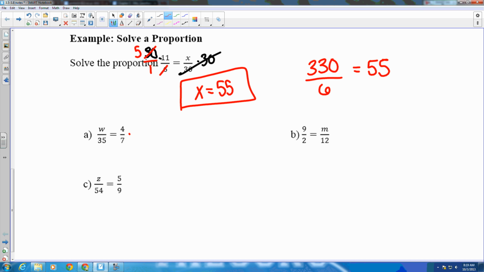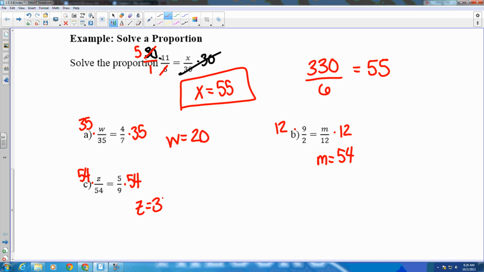Okay, part A, multiply by 35 on both sides. W ends up being 20. Part B, multiply both sides by 12. M is 54. And on C, multiply both sides by 54, and Z is 30.